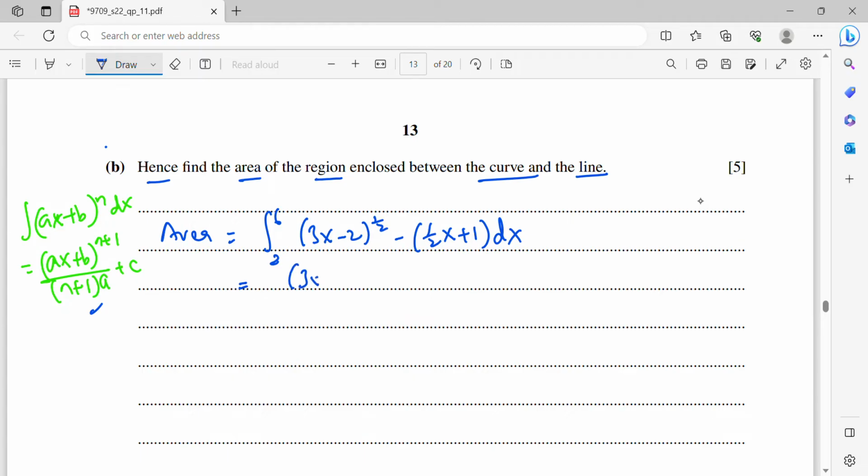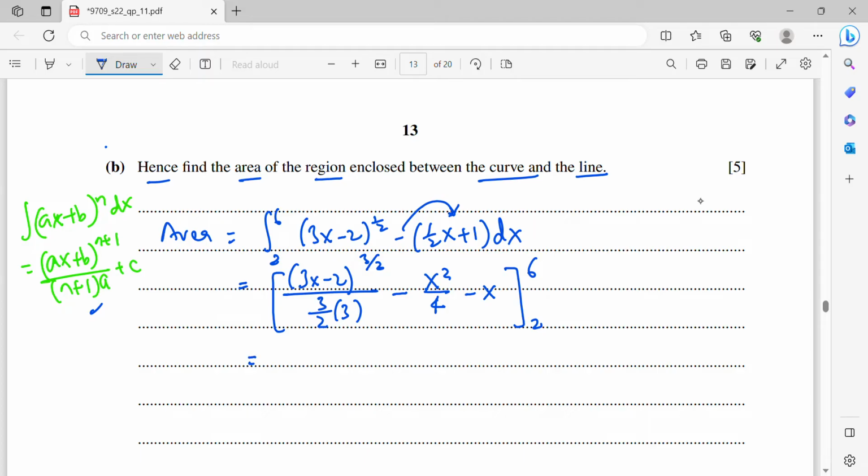Okay, so then I'm going to apply this formula. It will be 3x minus 2 to the power of half plus 1 is 3 over 2, divided by 3 over 2, and differentiate 3x minus 2 is going to be 3. Then minus, when you integrate half x, it will be x squared over 4. This minus you times in, it becomes minus 1. Integrate minus 1 is minus x. Then now limits 2 to 6.